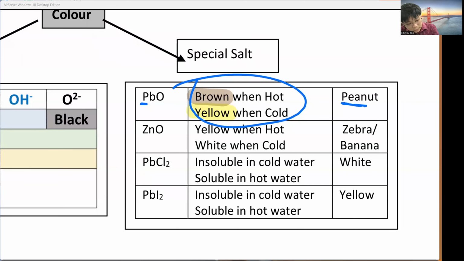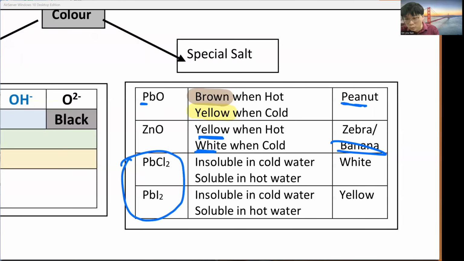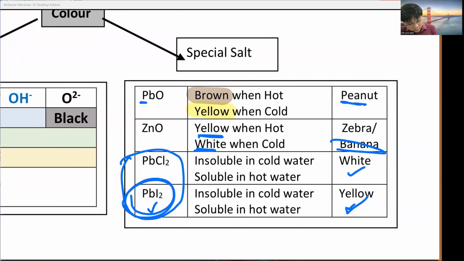Okay. Then the next one, banana. Banana, you know, is yellow when hot, white when cold. So zinc oxide. Okay, zinc oxide. Then after that, these two, some schools will ask a lot. These two, the color is not special. PbCl2 is white, PbI2 is yellow. You need to remember PbI2 is the most important one.